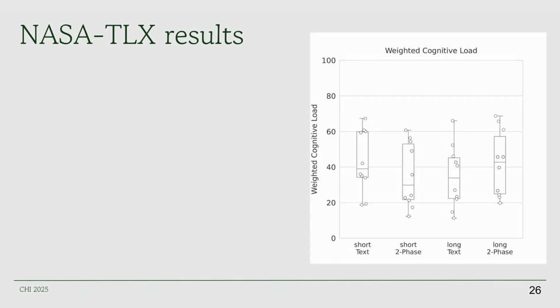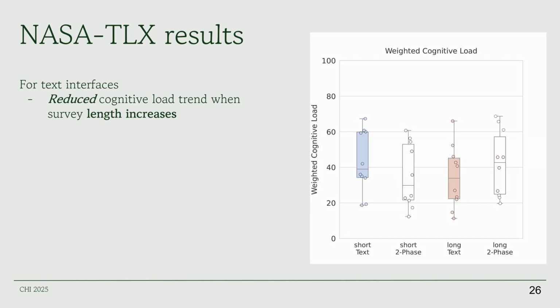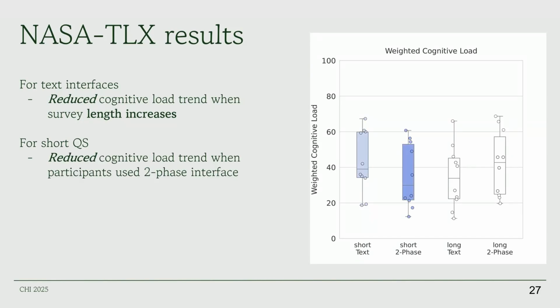Contrary to our hypotheses, cognitive load trends decrease as the number of options increase for participants using the text interface. Moreover, in the short survey case, the results aligned with our expectation. Participants using the two-phase interface experienced a trend toward lower cognitive load compared to those using the text interface.